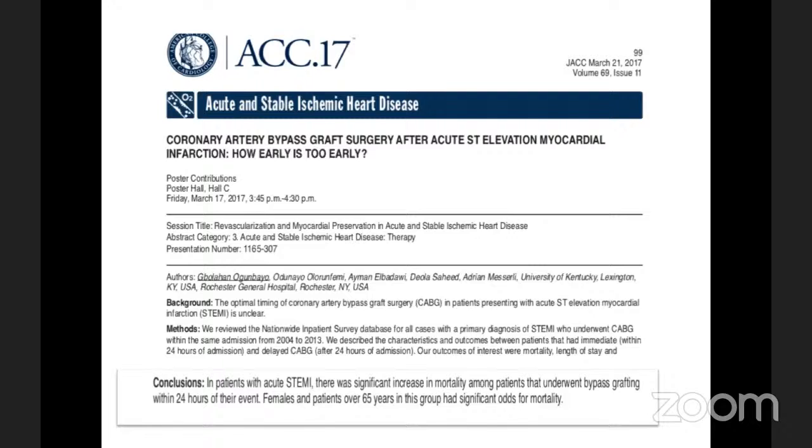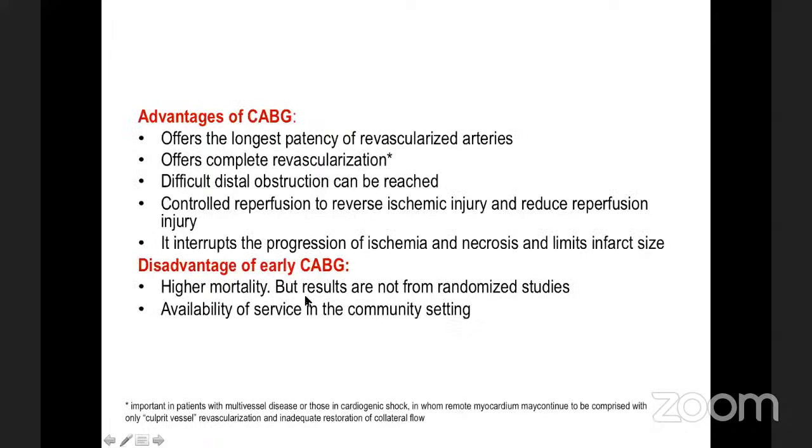And the other study was published in 2017. Again, they showed that mortality increases significantly in patients who were operated on within 24 hours after MI. So let's talk about the advantages of CABG in such patients. It has the longest patency of revascularized arteries, complete revascularization, difficult distal obstructions can be reached, and controlled reperfusion to reverse ischemic injury and reduce reperfusion injury.